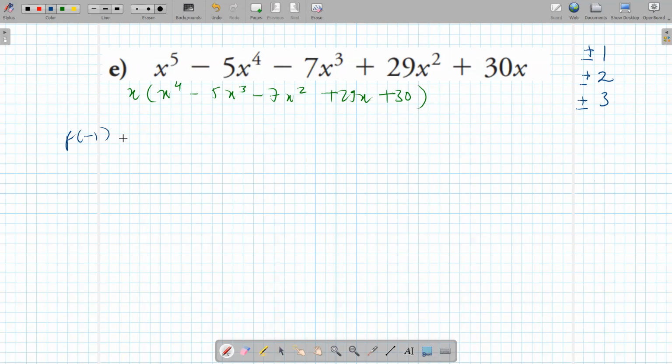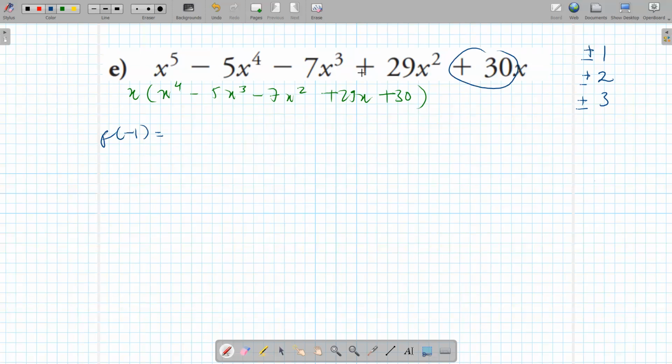F of -1. Or actually, let's just check +1, because that's the easiest. 1 minus 5 minus 7 plus 29 plus 30. There's no way that's a 0. +1 is out. -1 is looking good, though, because this will become negative and this is going to become positive.